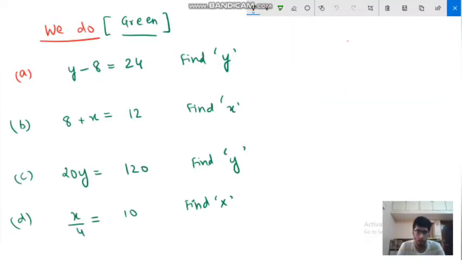Okay kids, now we are going to do some questions together. The signal is green. Let's start. In each of the questions that you see on screen, you have to find the value of x and y. Okay, we will do it together. The first question is y minus 8 is equal to 24. What you need to do is you need to find the value of y for which the equation is true.